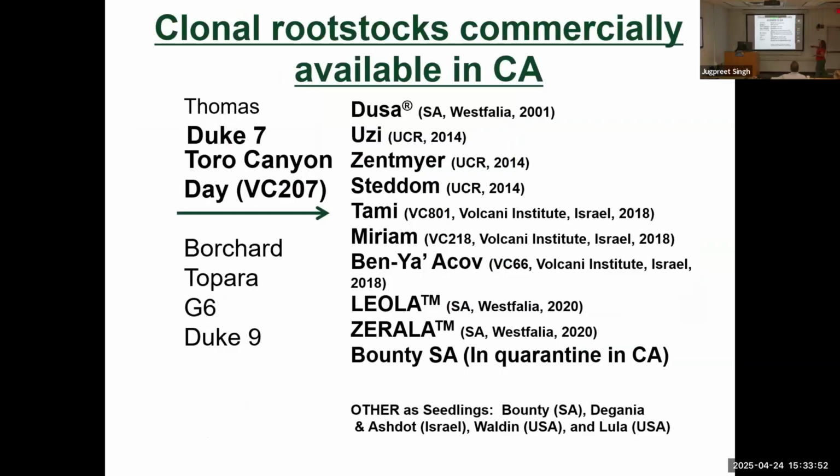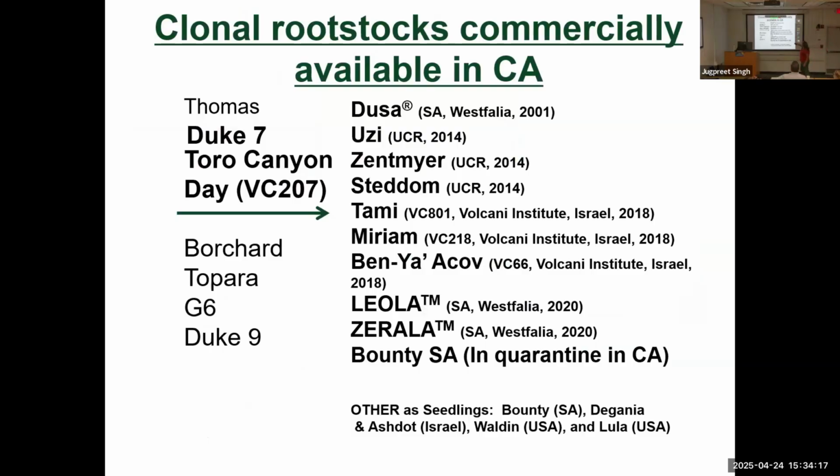So, what is available in California? I think I need to go faster because that's my problem. I get excited and it goes on forever. So, the clonal rootstocks are available commercially in California. There are different ones, so Westphalia has lots of them. They have new ones like Leola and Serrala. If you are interested, you can order from Boca if you want to test one of these clonal rootstocks.